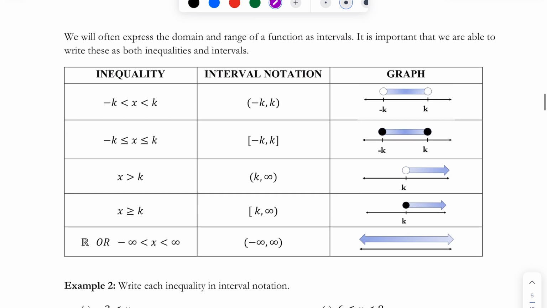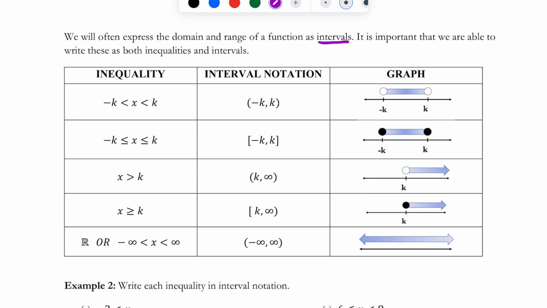Now we're going to be talking about domain and range. We will often express the domain and range as intervals. It is important that we are able to write these as both inequalities and intervals. Previously, we have primarily talked about how to write domain and range in terms of inequalities, but we also need to make sure that we know interval notation. An interval, you can think of it as on the number line, it has to have a start to stop.